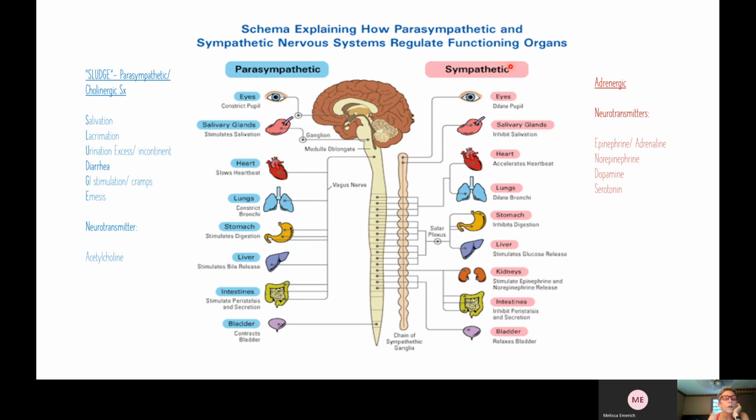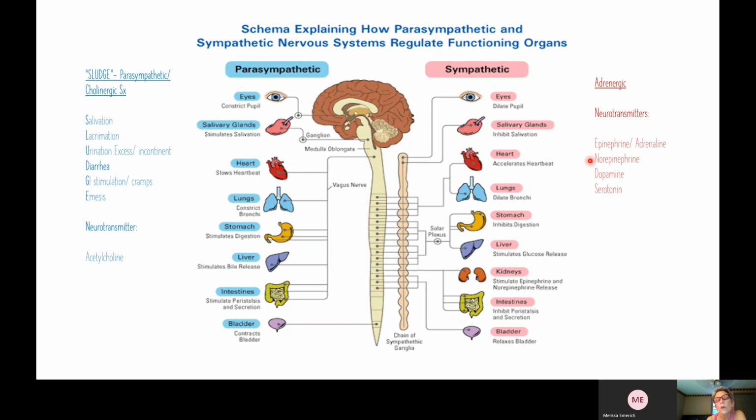So we will think that it's all related to the release of the neurotransmitters. The neurotransmitters common with the sympathetic nervous system are epinephrine, which also is called adrenaline, norepinephrine, and dopamine and serotonin are also in there. But the most important ones, the adrenaline, the epinephrine, that's like the big one.